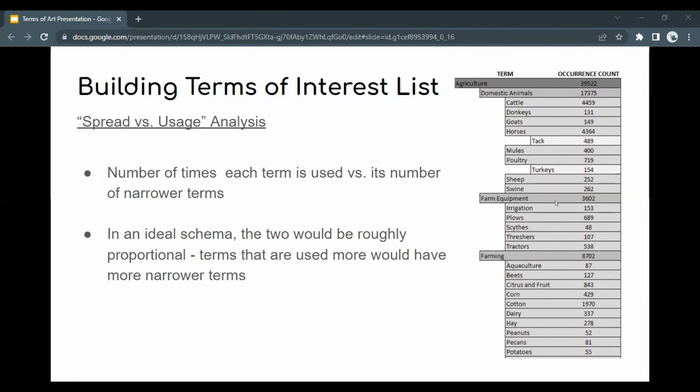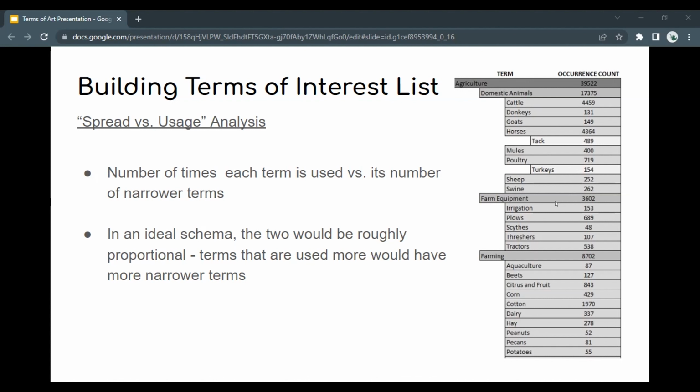And then I moved on to my second method for adding terms to the terms of interest list, which is what I called the spread versus usage analysis. This is the analysis that took the most inspiration from that tree and branches analogy that I was talking about. It examined the mathematical relationship between the number of times each term got used on the portal, its usage or the width of the branch, and the number of narrower terms that it has underneath it, its spread or the length of the branch.